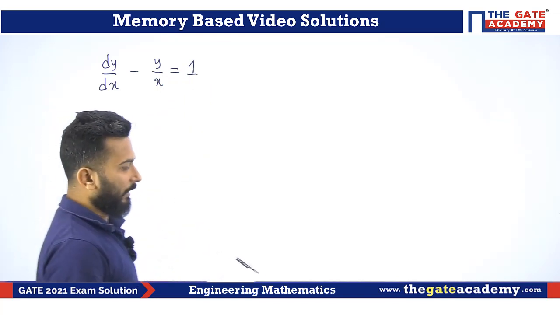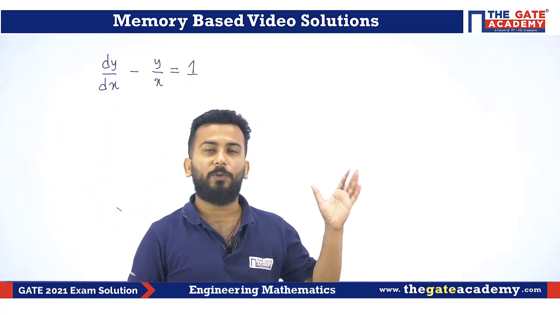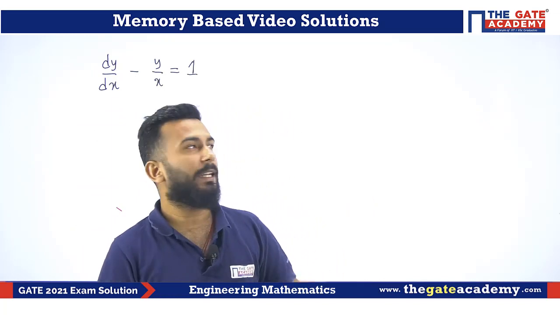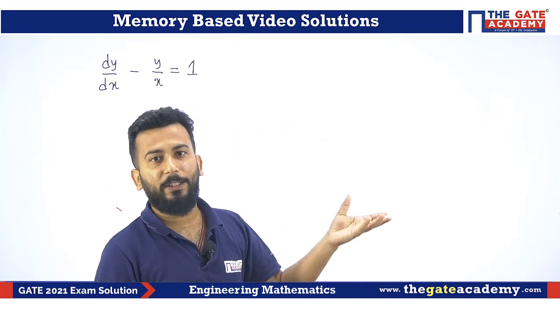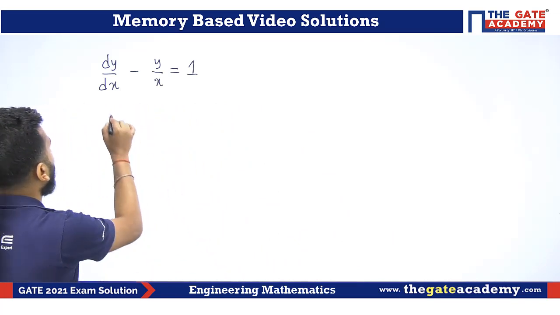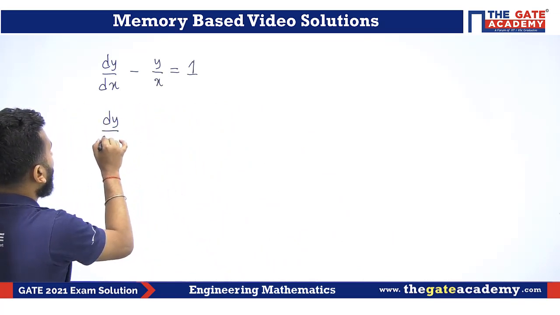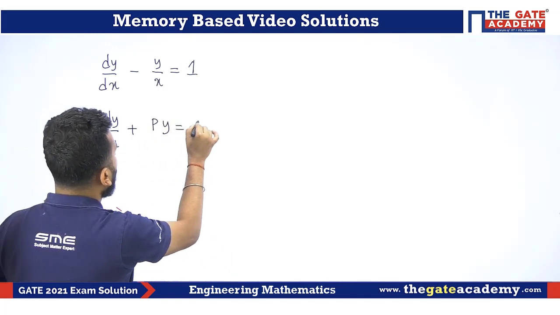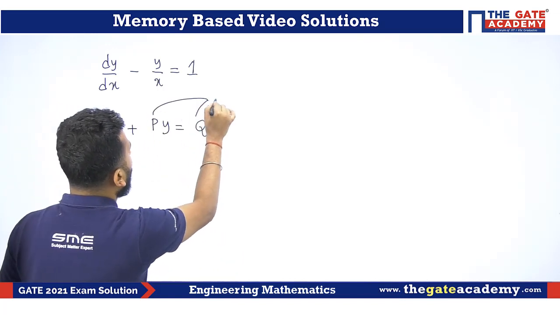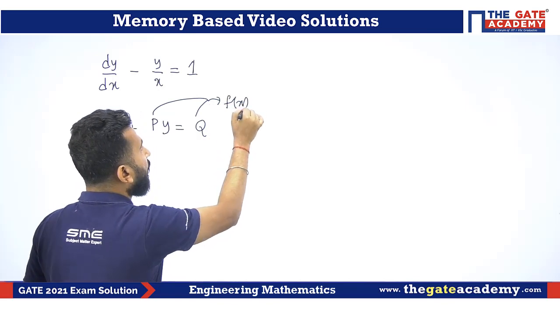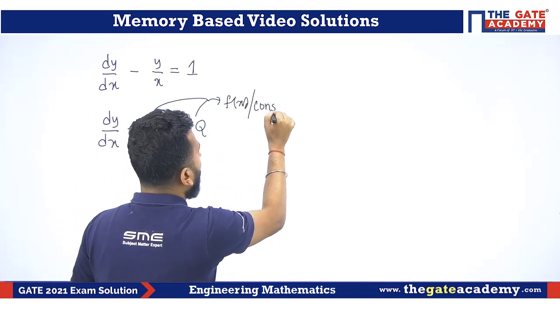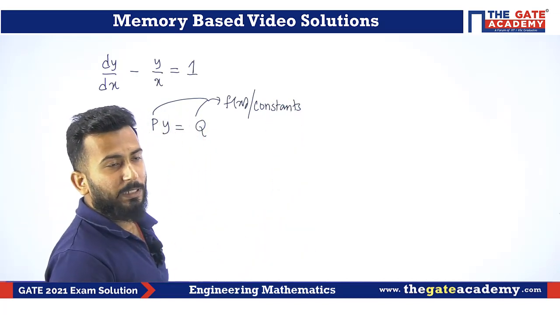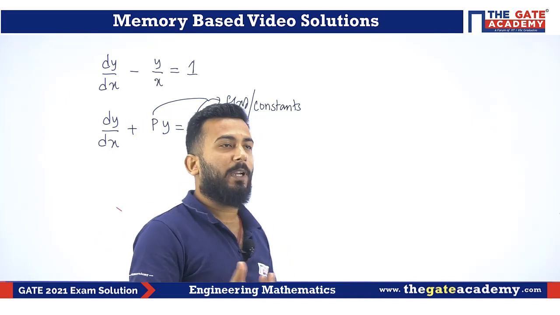And you need to solve it. Now, what form are you seeing this? This is a first order or first degree equation. Clearly, it's in the form of a Leibniz equation. What is Leibniz equation? Leibniz equation is dy by dx plus p of y is equal to q, where p and q are functions of x or constants. Remember, it can be constants as well. Most of us only remember that it needs to be only of the form of f of x.